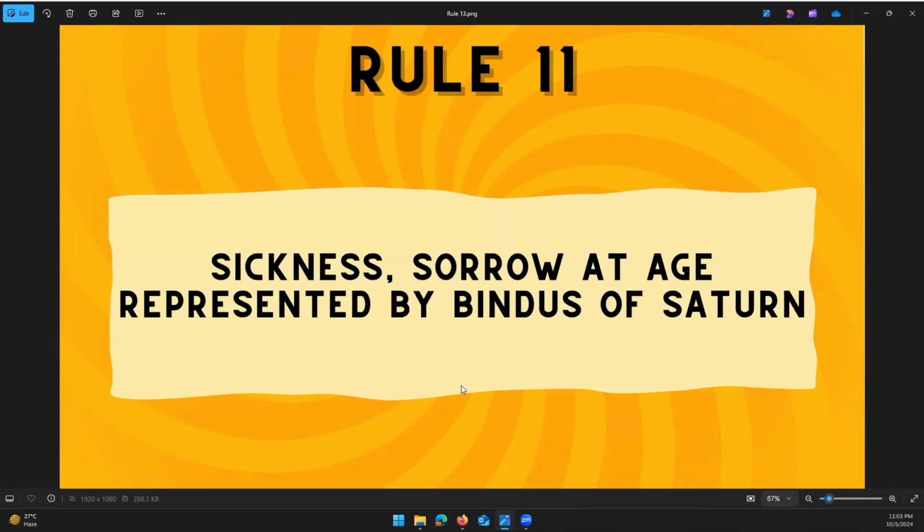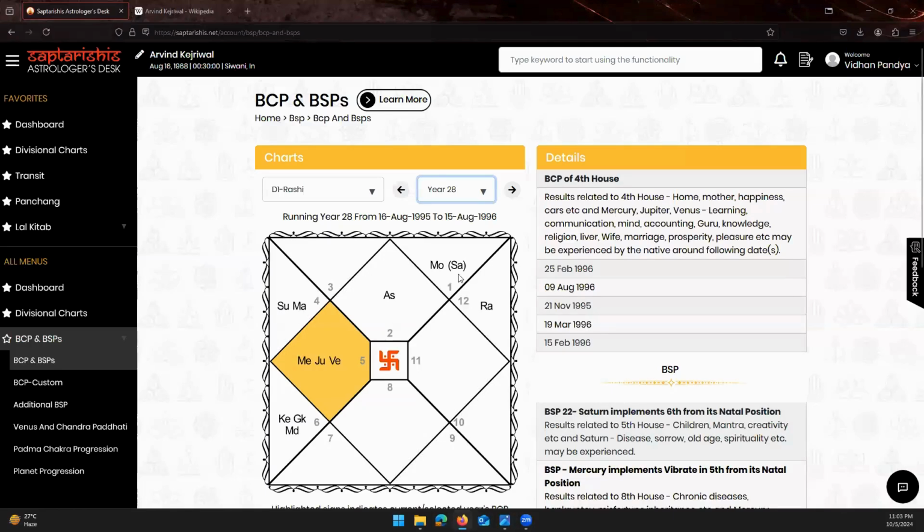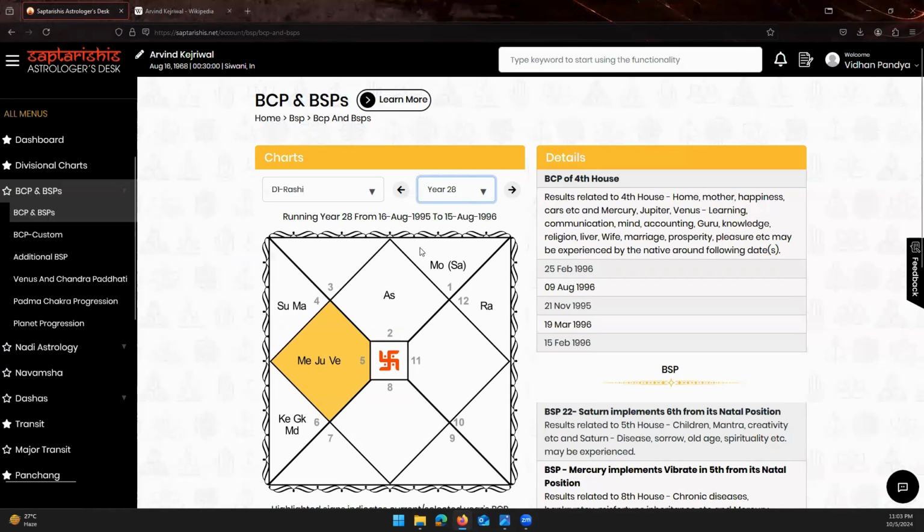Yeah, Amit bhai? Can you explain the last thing you did, the Saturn one, please repeat. Yeah. So what we have to do here is we have to see the number of Sarvastakvarga Bindus of the house occupied by Saturn. So here we can see Saturn is in the 12th house, right? This is the chart of Arvind Kejriwal. Saturn is in the 12th house.